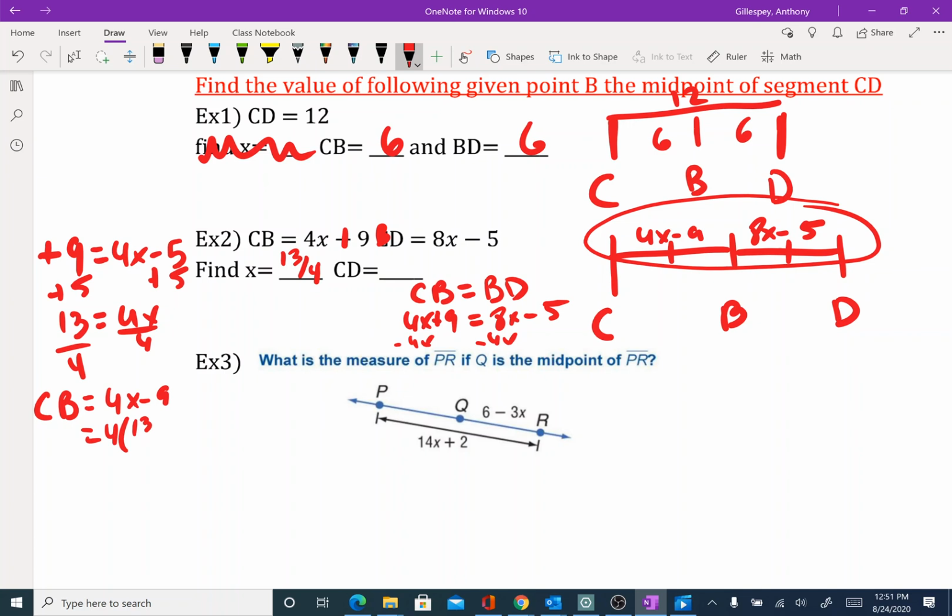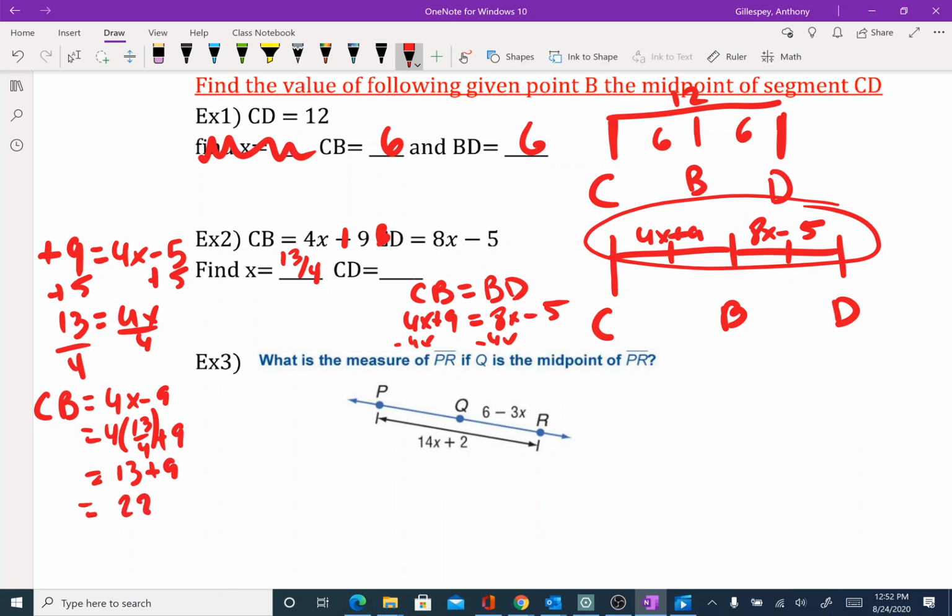So 4 times 13/4 minus 9, right? Oh, I changed this to plus, didn't I? I'm sorry, plus 9. So 13/4 times 4 plus 9. What am I doing? I'm just plugging in the value for x, right? And what do I get? I get 13 plus 9, which is 22.